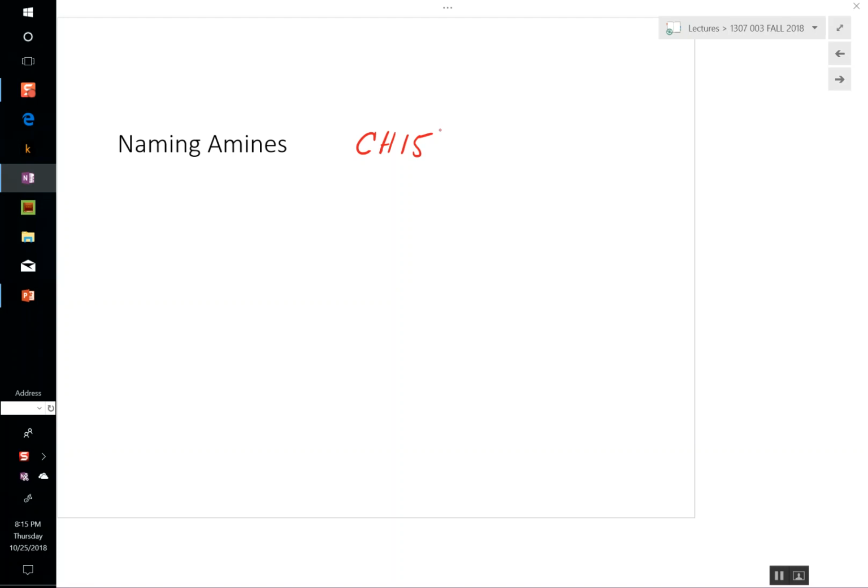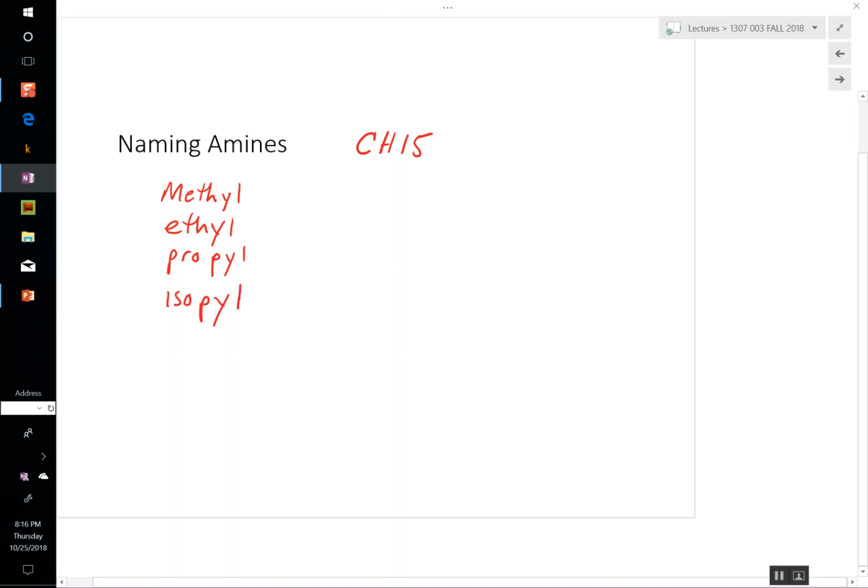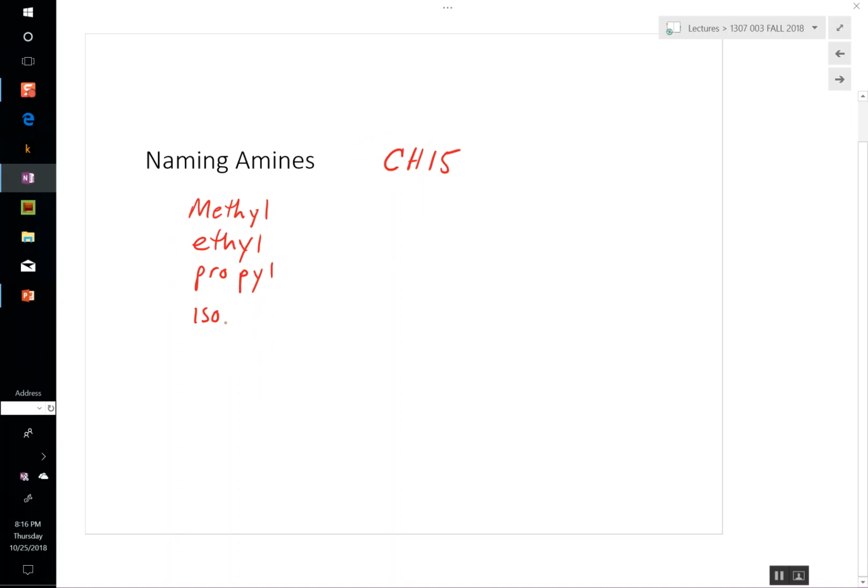I know that naming amines is a little confusing, and there's many different ways to name them. So I have recommended that simple amines, you name them simply. So which ones are those? Well, any that have just methyls, ethyls, propyls, or isopropyl groups on them. Oh, I misspelled that. Isopropyl groups on them. I think that would be it.